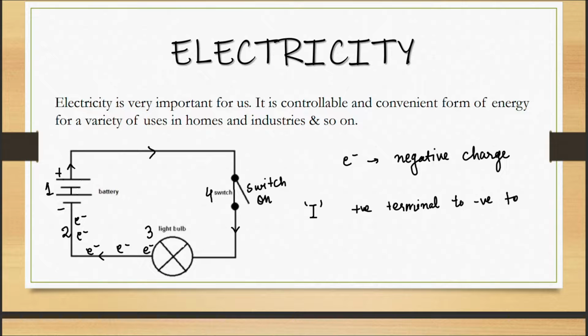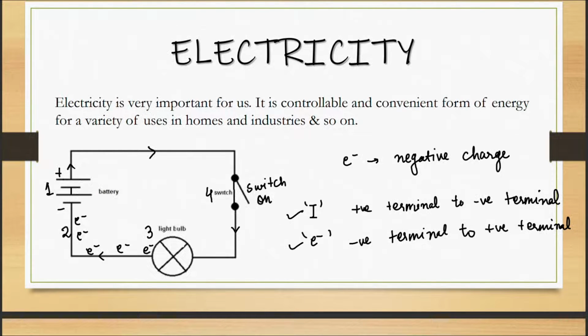And if anybody asks about the flow of electrons, we should know that negative charge particles emerge from the negative terminal of the battery and go towards the positive terminal of the battery. So we should know both the directions in which they will flow. These are the directions that one should know whenever we are making a circuit or understanding a circuit diagram.